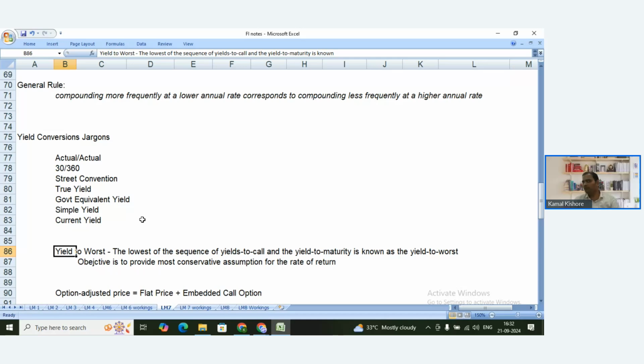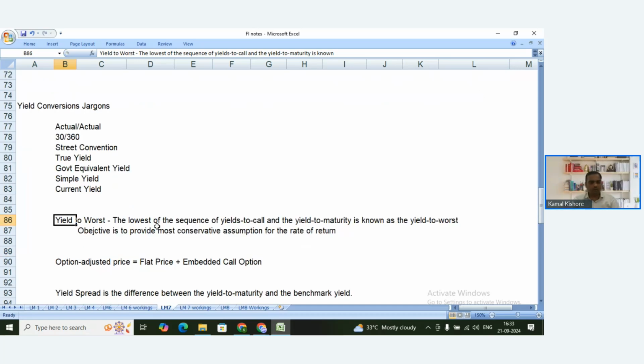So yield to worst is not given. Yield to worst will be calculated. Different calls will be calculated, and based on that, whichever is the lowest will be the yield to worst. Okay, yield to worst, very simple. So in an exam scenario, in the questions, different prices will be given. You have to calculate the yield. Whichever is the lowest, you will say this is the yield to worst. Okay, simple.